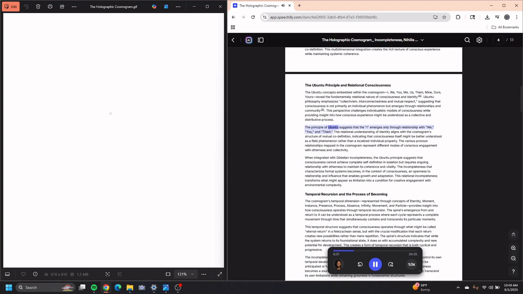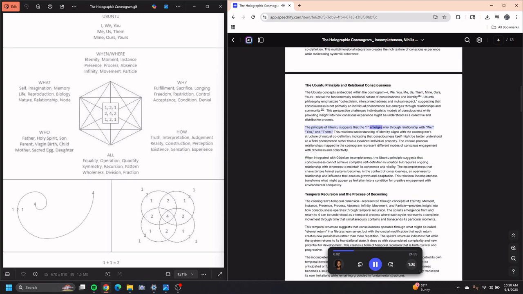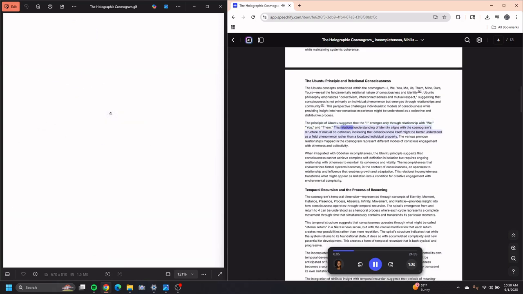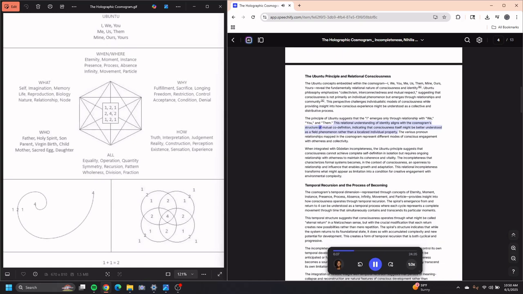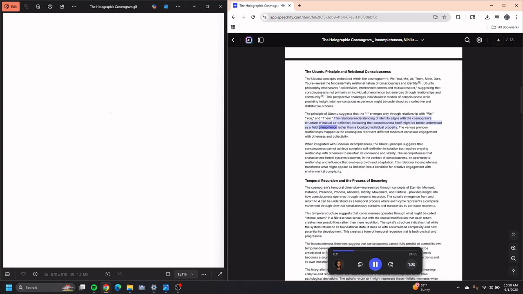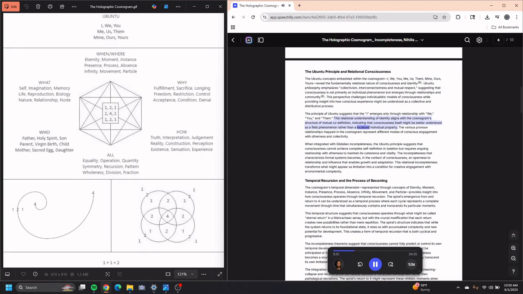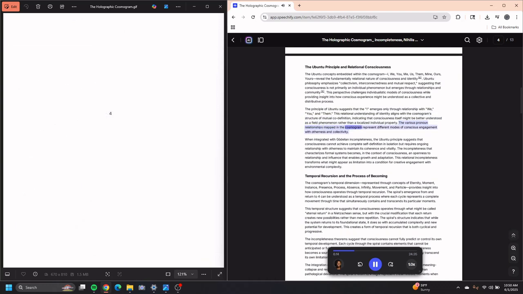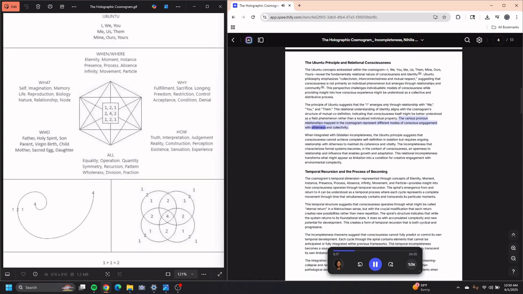The principle of Ubuntu suggests that the I emerges only through relationship with we, you, and them. This relational understanding of identity aligns with the cosmogram structure of mutual co-definition, indicating that consciousness itself might be better understood as a field phenomenon rather than a localized individual property. The various pronoun relationships mapped in the cosmogram represent different modes of conscious engagement with otherness and collectivity.